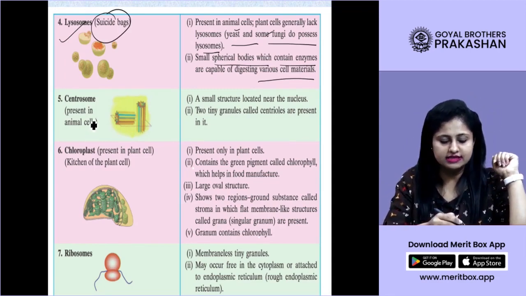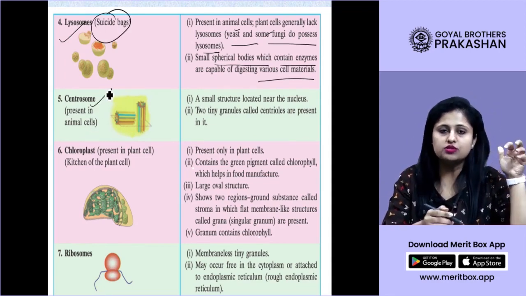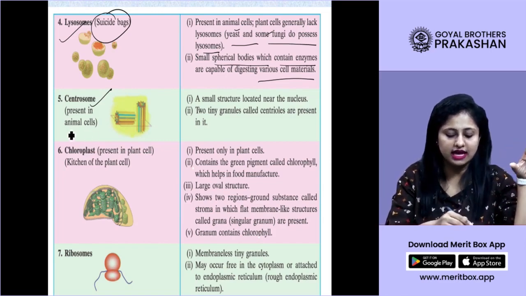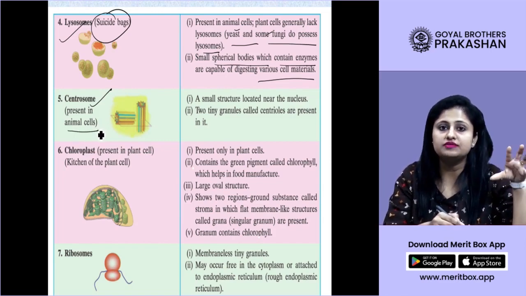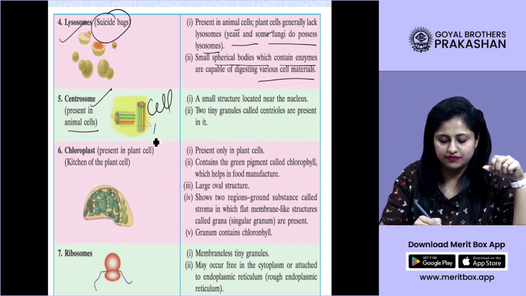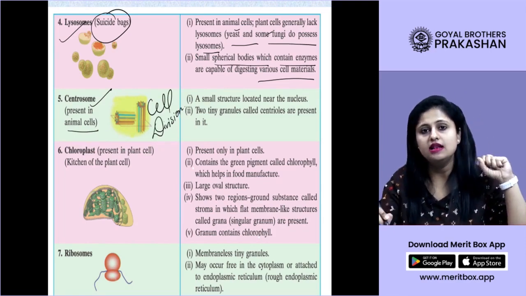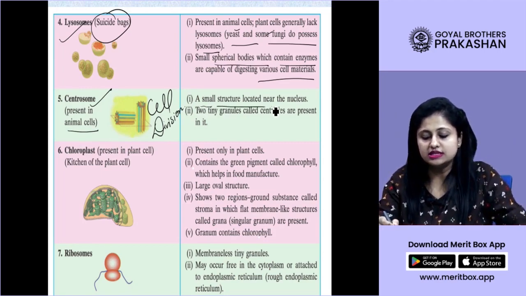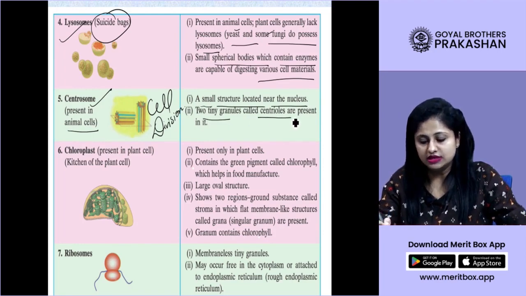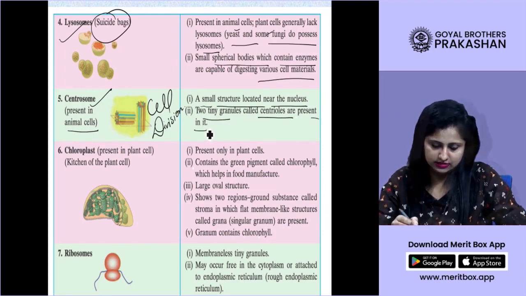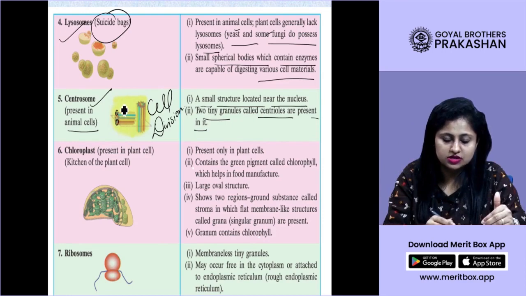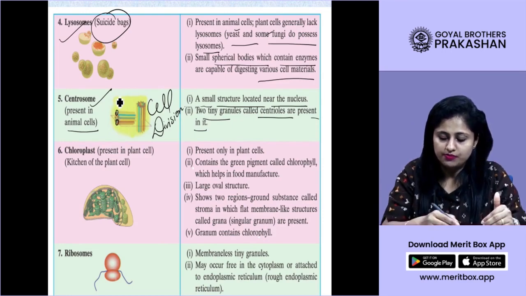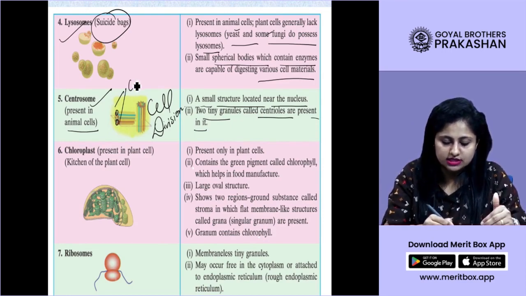Next, cell organelles are centrosomes. So, centrosomes are only present in the animal cells and they are involved in cell division. Cell division or cell multiplication. So, these are the small structures near the nucleus. Two tiny granules, centrioles, are present in it. Inside the centrosome, the structure of centrosome, two centrioles are present.